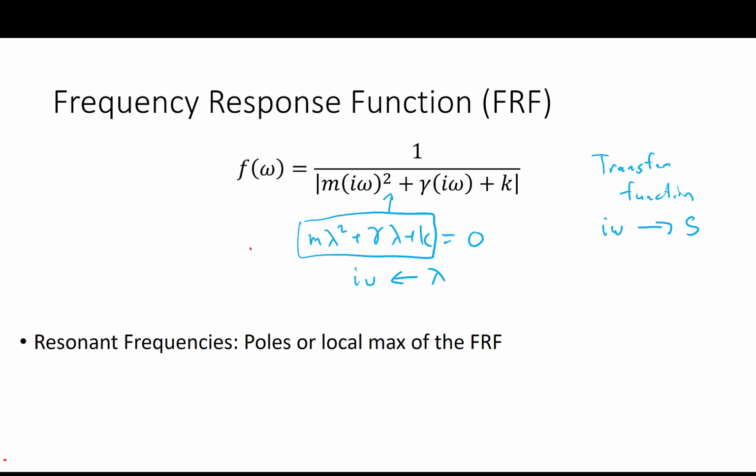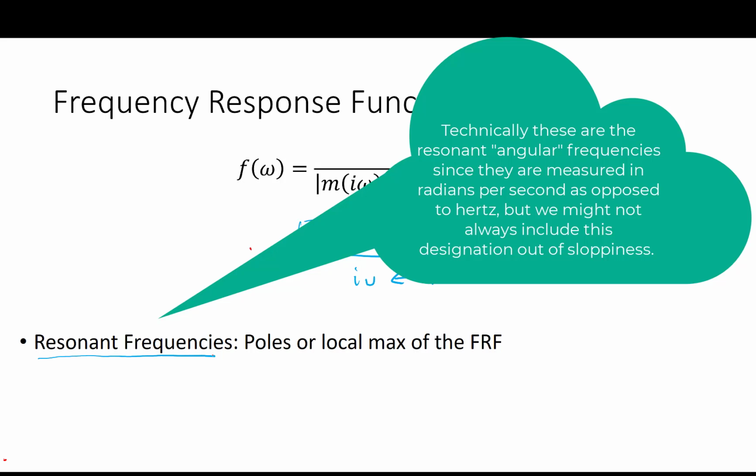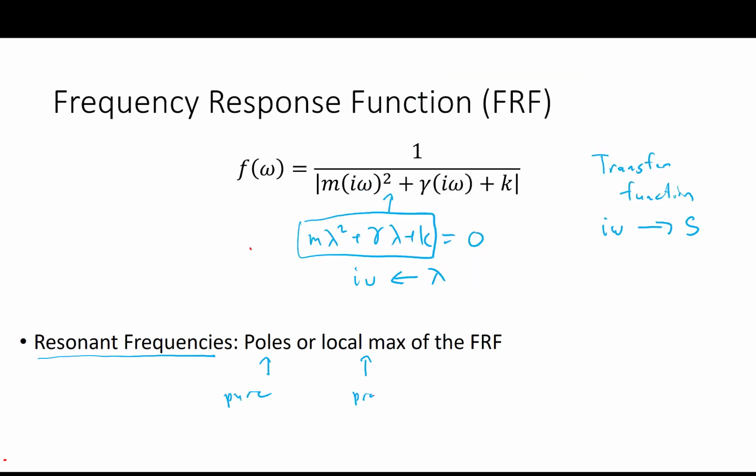Once we've defined this function, our resonant frequencies, we're going to define those as either poles or local maxima of the frequency response function. Sometimes others may distinguish between these two scenarios and call this pure resonance versus practical resonance. Pure resonance is when you actually have a blow up in the amplitude, whereas practical resonance is just the optimal response that you could get. But usually we'll just refer to them as resonant frequencies in what follows.